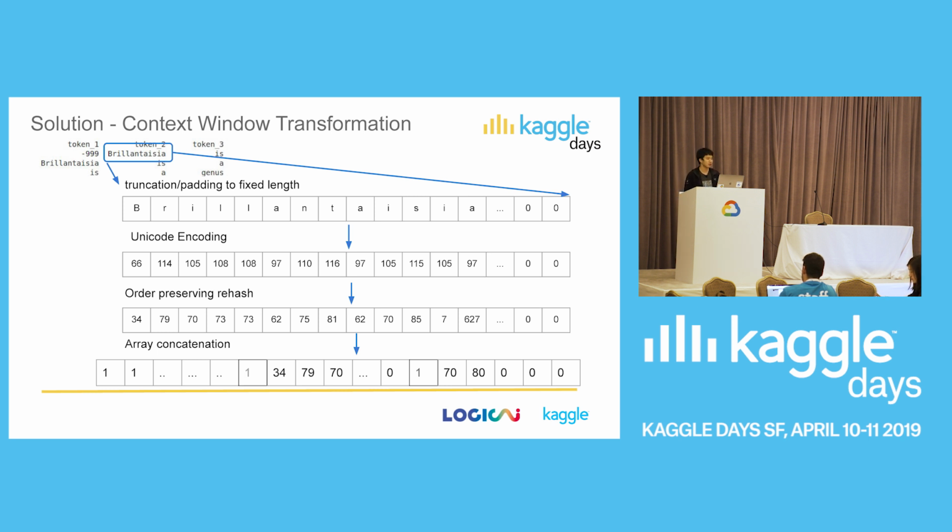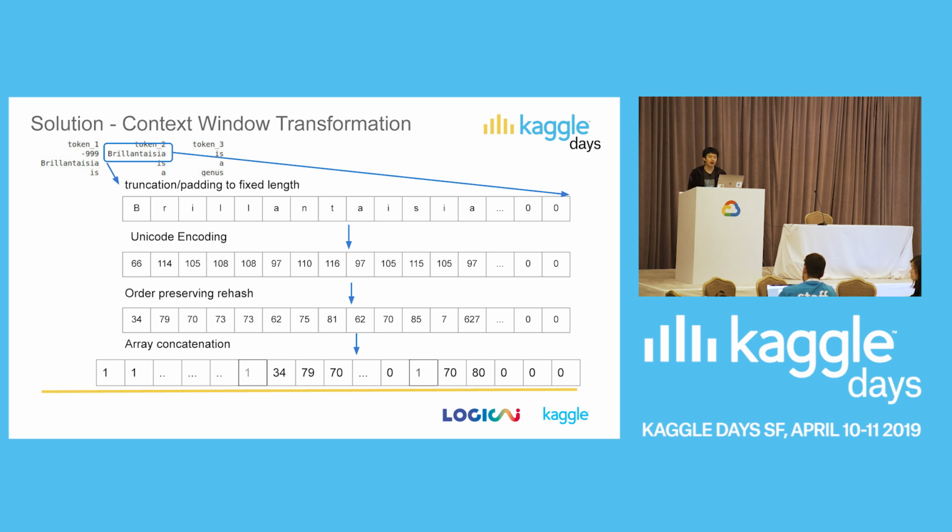The next step you actually don't need for trees. But since I also use a neural network to solve this problem, I do an order preserving rehash. The reason is the largest Unicode number goes to more than 60,000, but actually the unique characters are only 3,000. So if you encode based on those integer values, it's probably too large to embed. So I do an order preserving rehash, which means I first sort all the unique characters, and then I re-index them.